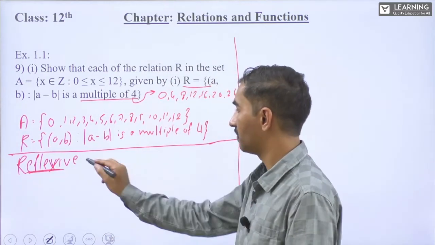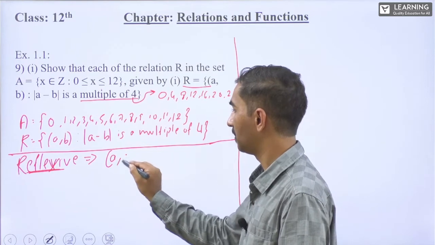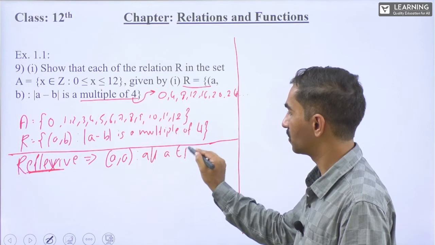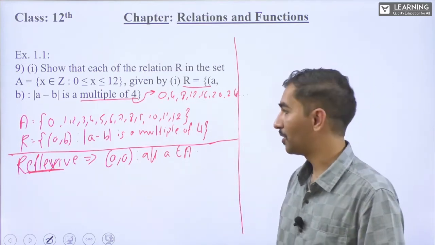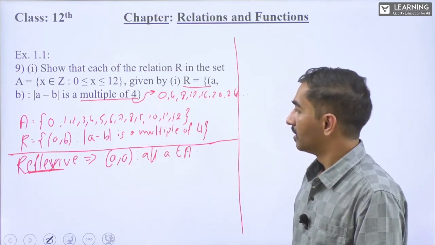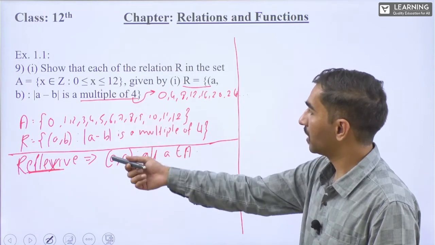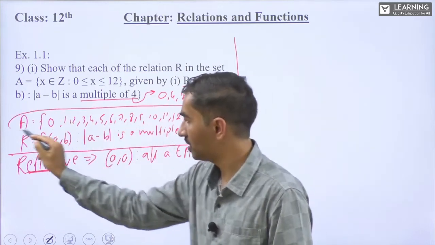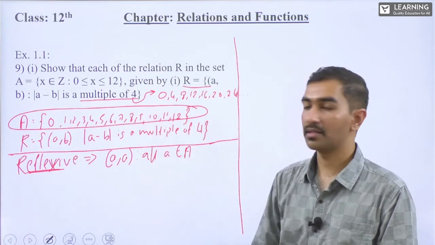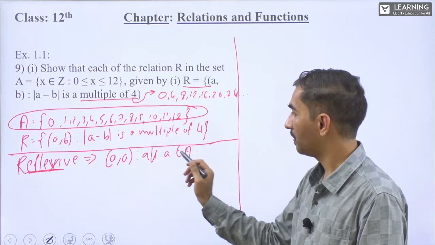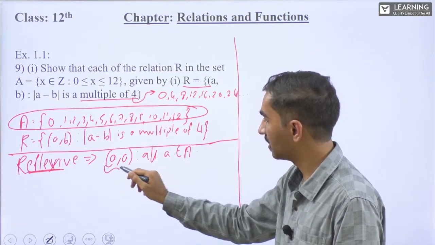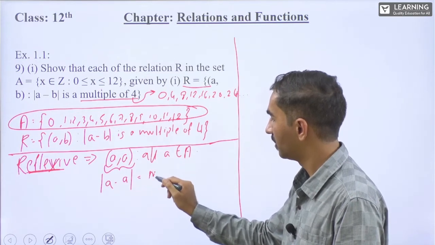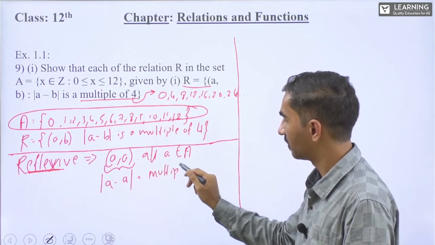So reflexive, how is it defined again? (A, A) such that for all A belongs to A. Understood? For all A belongs to A. So now any number you take, mod of A minus B is a multiple of 4. So how many elements are there in set A, students? So there are these many elements. (A, A) for all A belongs to A. So (A, A) means how will the relation be defined here? Mod of A minus A will be equal to what? Multiple of 4.